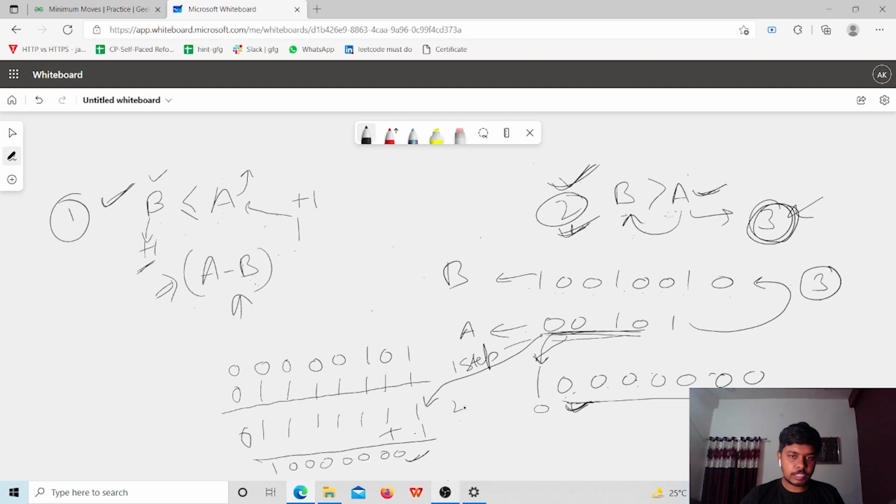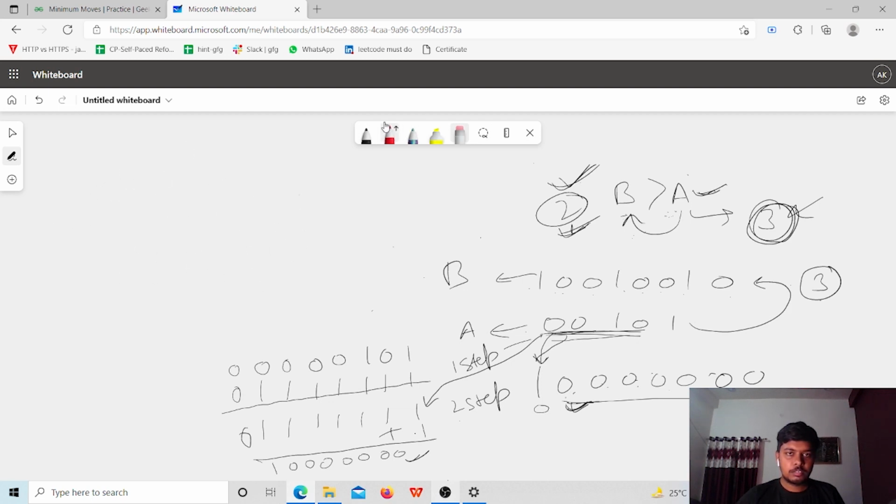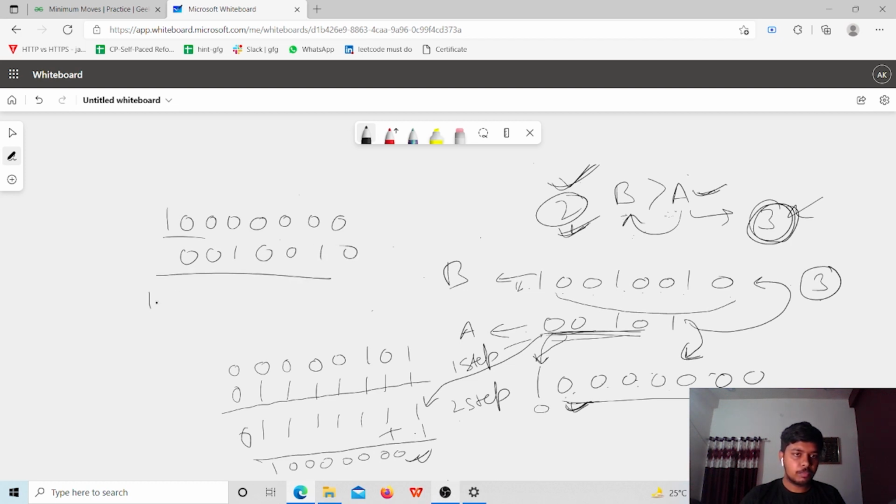Now this was the second step, so I have used two steps to convert this number into this number. In the next one step, I will convert this number to this number. How? This is the number. If I do the OR operation with 0 0 1 0 0 1 0, then it will become 1001010, which is equal to B. So this is the third step.